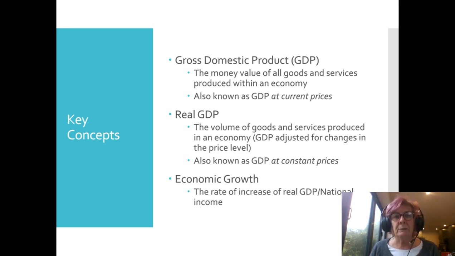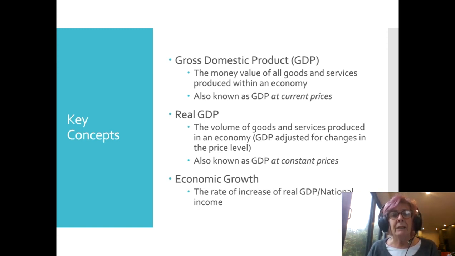First of all, we know that gross domestic product is the money value of all goods and services that are produced within an economy. And we also call this GDP at current prices. The problem is, if prices go up, then it looks like GDP is going up. But unfortunately, it might just be that prices are going up and that no more is being produced in our economy at all. So if we want to really understand if our economy is growing, if we're producing more, we need to use the concept of real GDP.